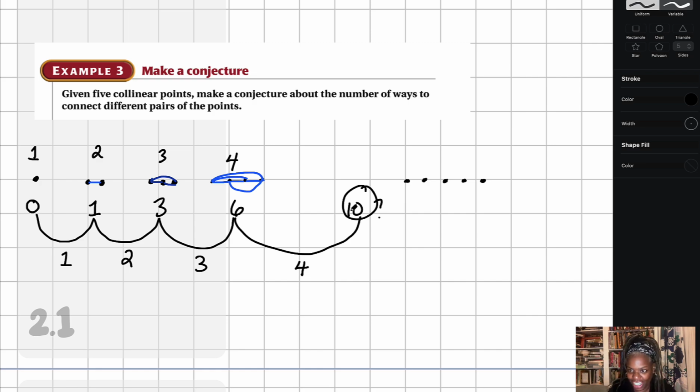Let's test out our conjecture. Let's see if it works out. So I'm going to try again. We've got 1, we've got 1, 2, 3, and 4. Okay, that's 4.